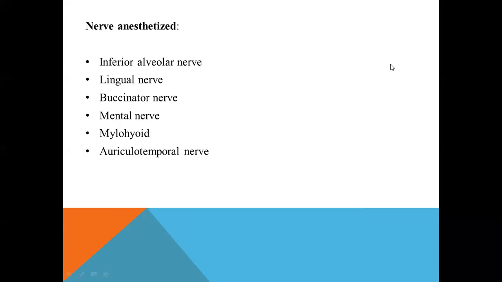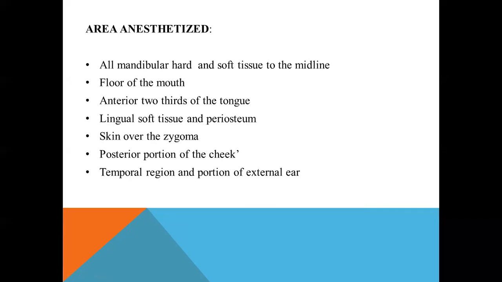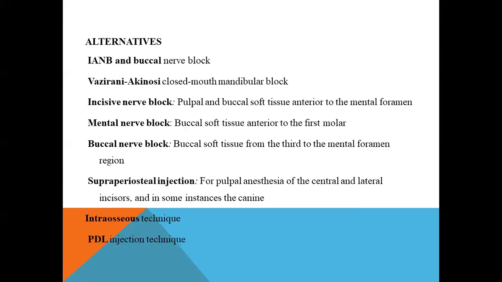The nerves that get anesthetized will be the inferior alveolar nerve, lingual nerve, buccal nerve, mental nerve, mylohyoid, and auriculotemporal nerve. The area anesthetized will be all the mandibular hard and soft tissues to the midline, floor of the mouth, anterior two-thirds of the tongue, lingual soft tissue and periosteum, skin over the zygoma, posterior portion of the cheek, temporal region, and a portion of the external ear.